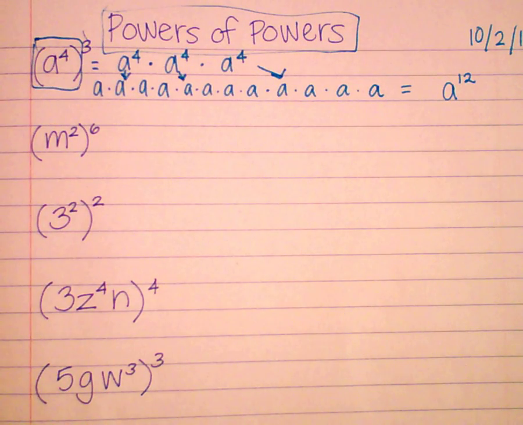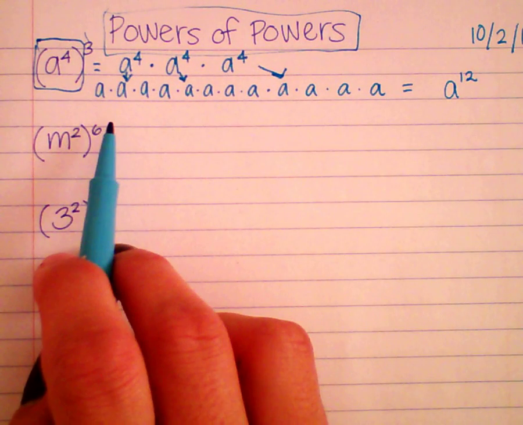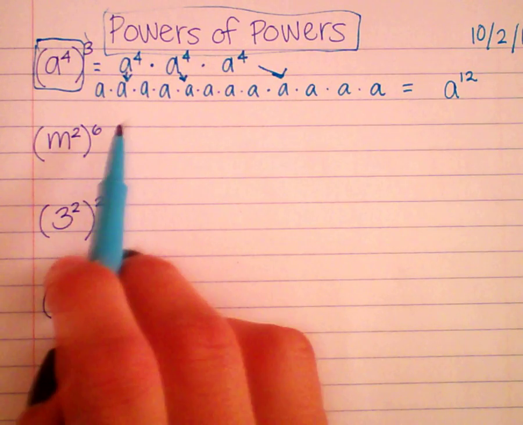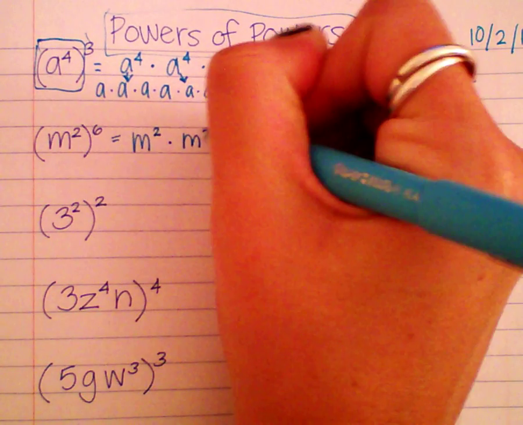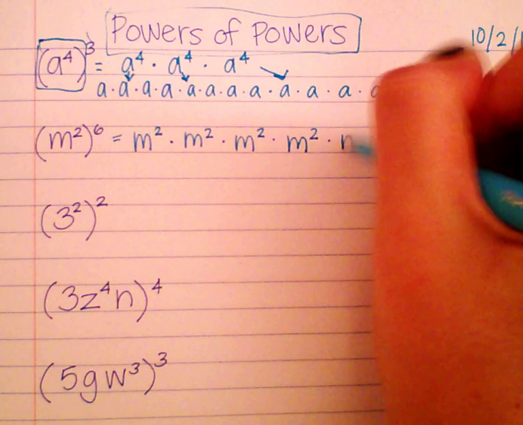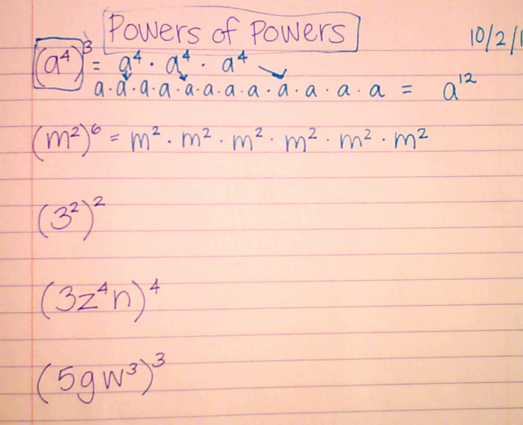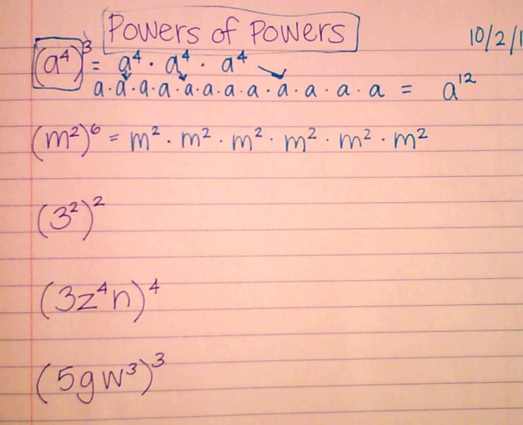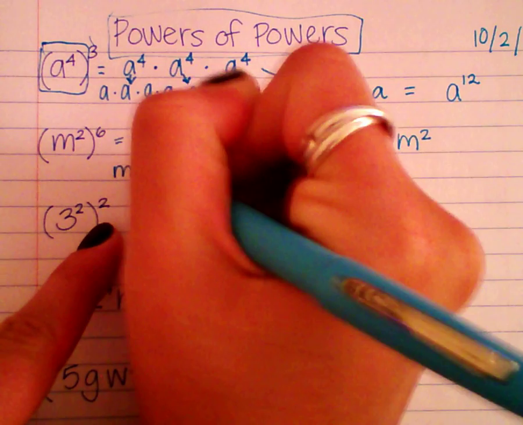Alright, so our next example says, my base is m squared to the 6th power. So I need to write my base 6 times. 1, 2, 3, 4, 5, 6. Again, the other day we talked about multiplying factors, right? When the base is the same, all I need to do is add my exponents. But rather be safe than sorry, let's just make sure if we expand, we can see what happens.